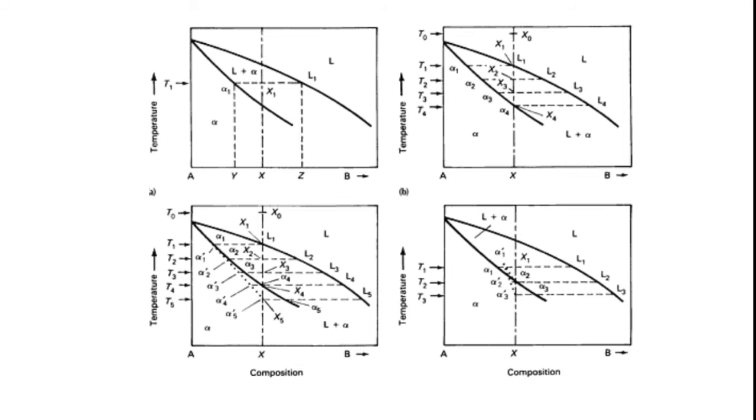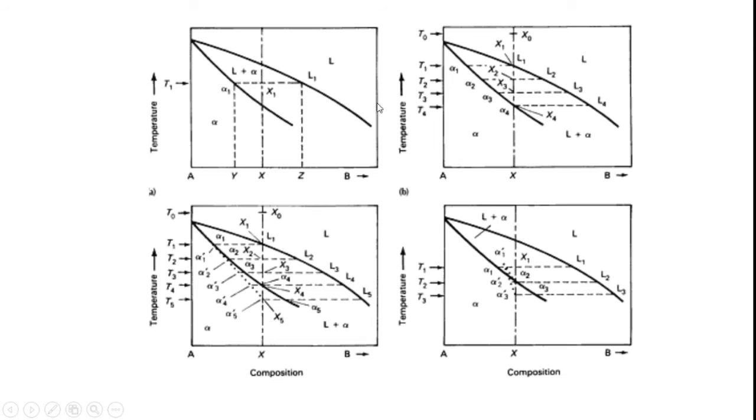The percentage of liquid can be expressed as the length of line alpha 1 x1 divided by the length of line alpha 1 L1, into 100. Here, what is meant by length of line alpha 1 x1? What is meant by length of line alpha 1 L1? We can read this from the phase diagram. Here you see the alpha 1 L1 value available, and also the alpha 1 x1 value, and the x1 x2 values are also available.